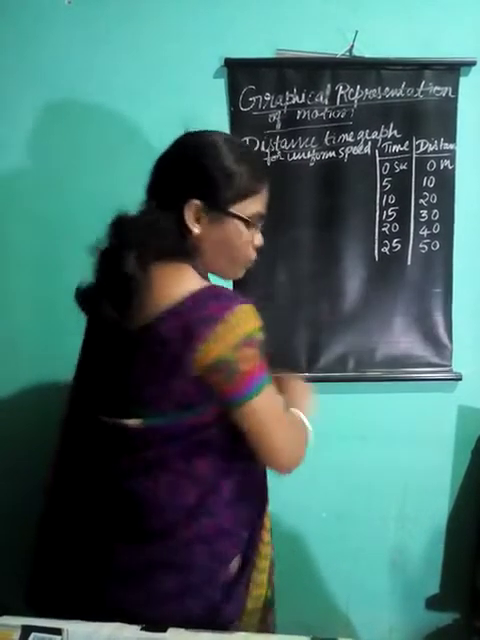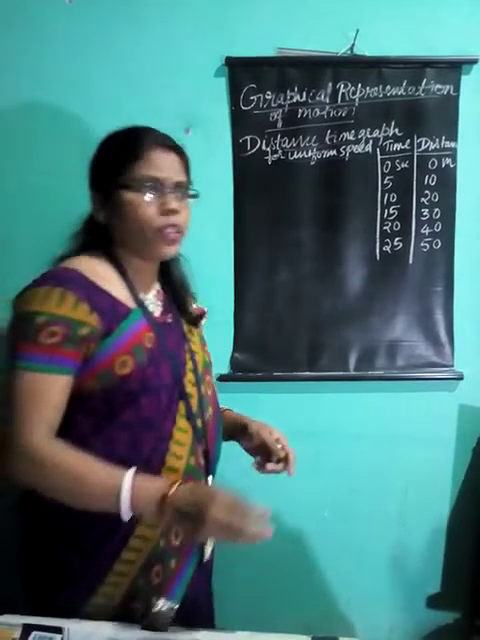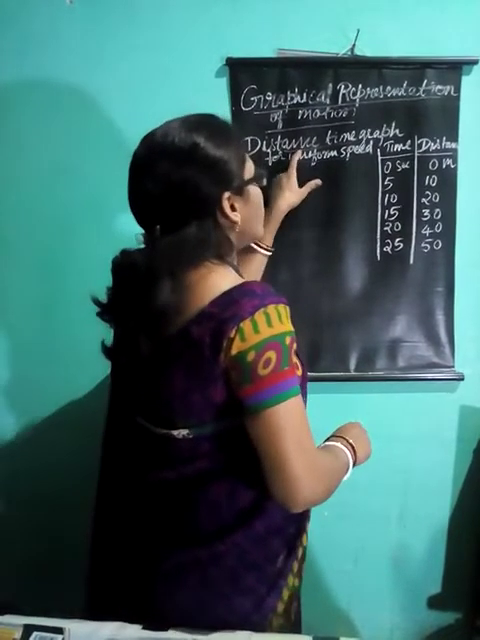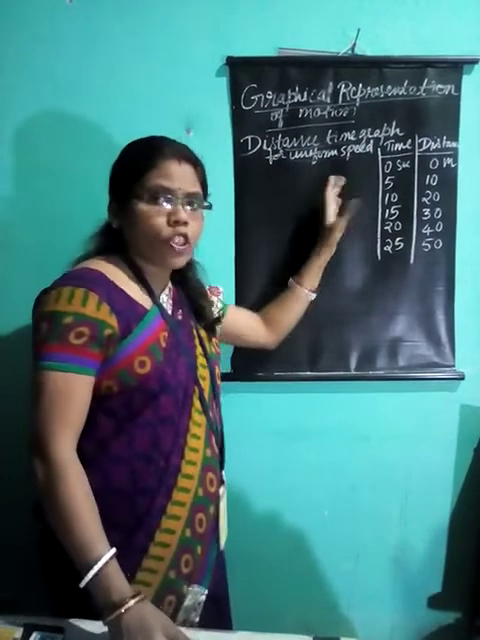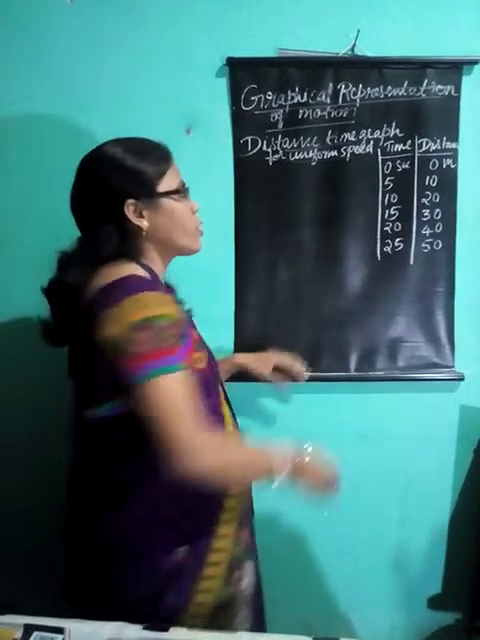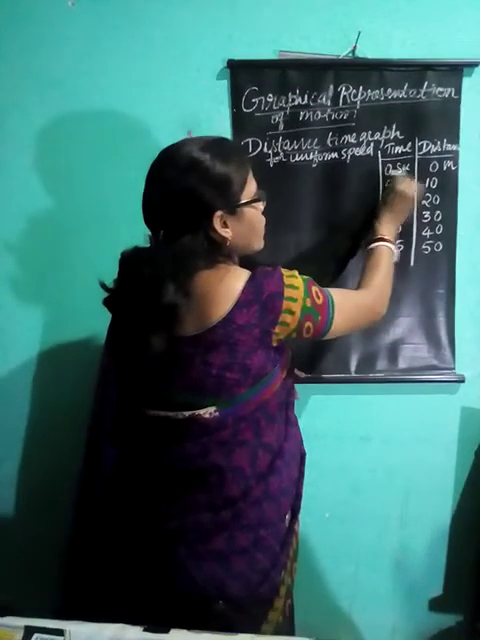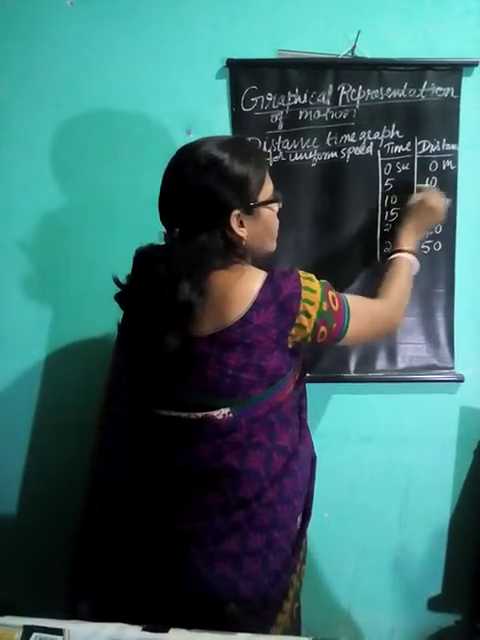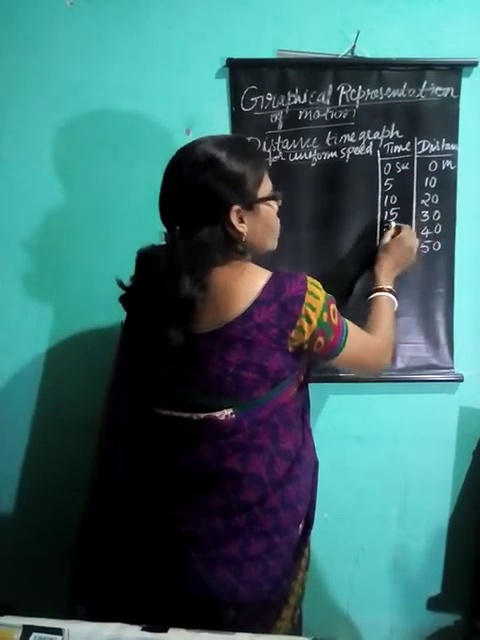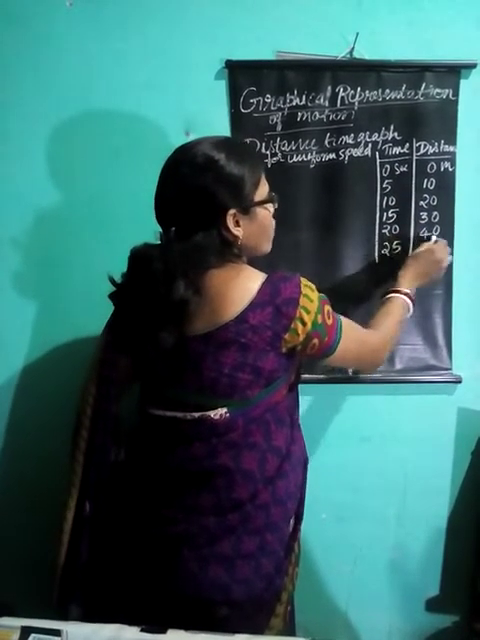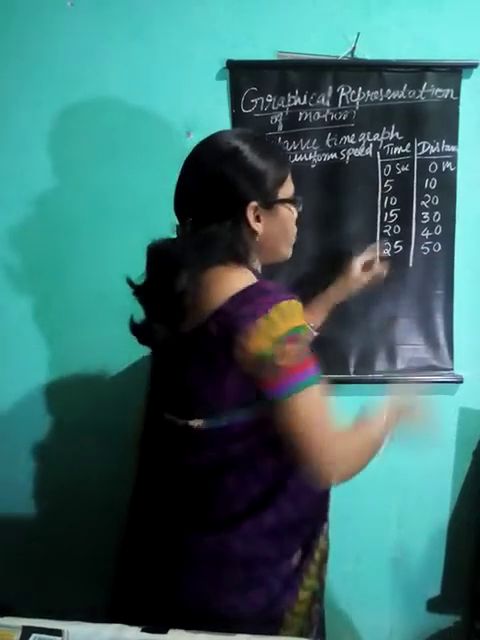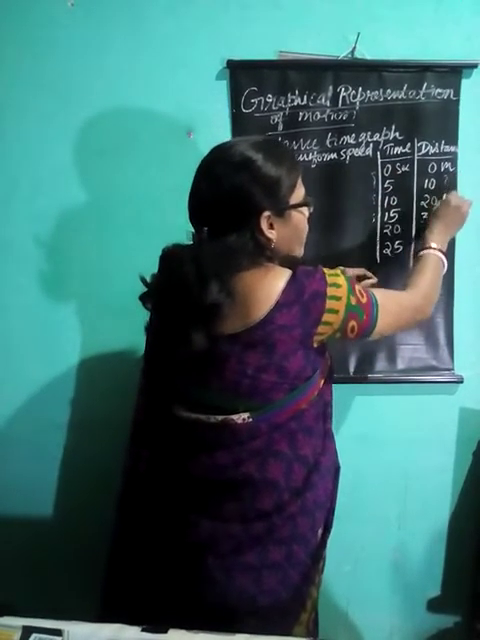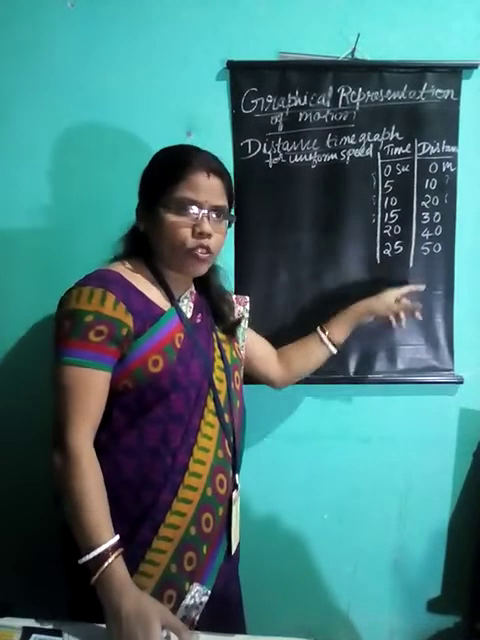Now the first graph: you have studied distance, time, and speed. So today we will first study the distance-time graph for uniform speed. Let us take some data. Here we have the information, with time and distance. For 0 seconds, 0 meters. 5 seconds, 10 meters. 10 seconds, 20 meters. 15 seconds, 30 meters. 20 seconds, 40 meters, and 25 seconds, 50 meters. You can see this is uniform because you have a 5 second difference in each, and a 10 meter difference in each. So this is uniform speed.